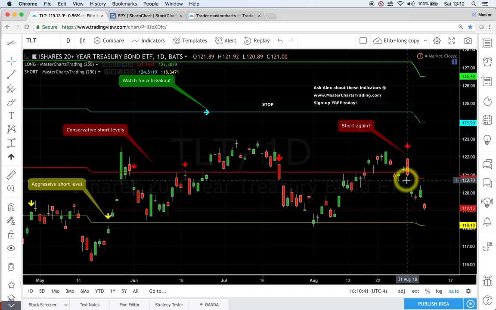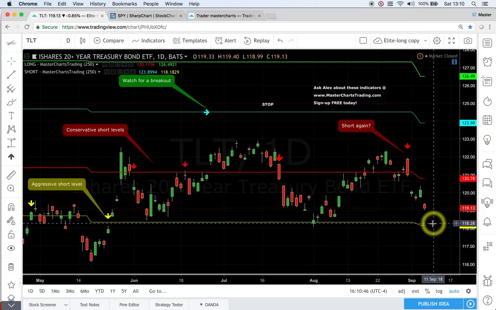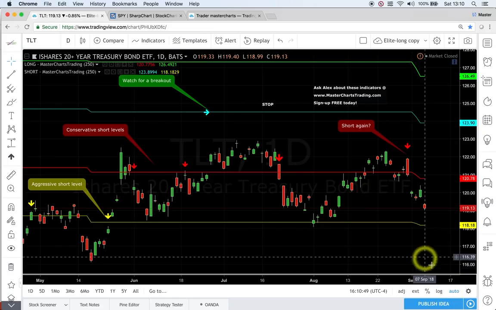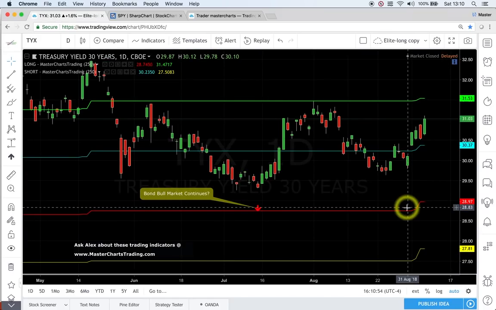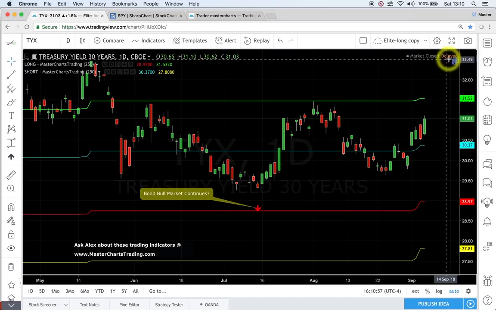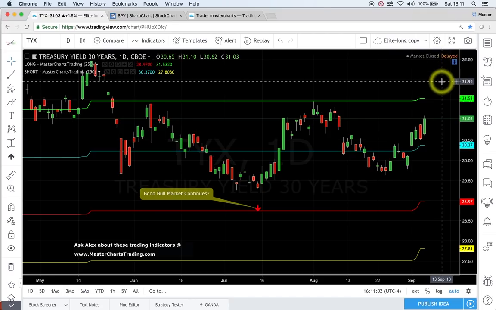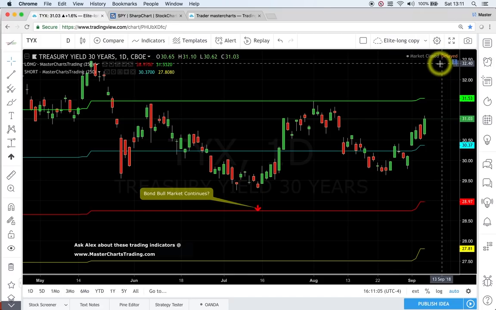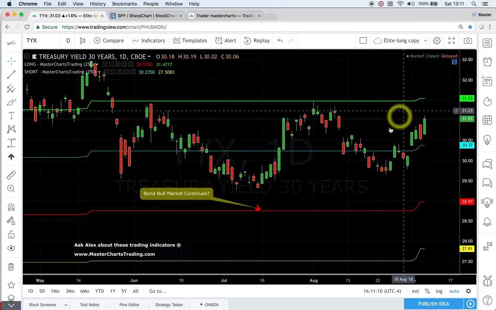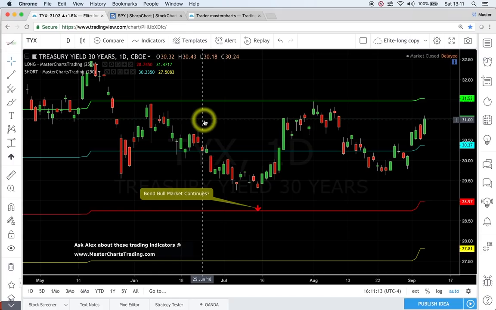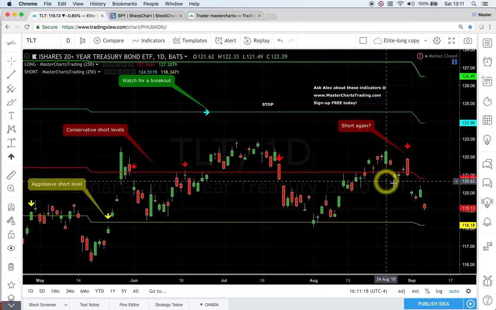So basically, we need to see if now this 118.18 holds, and if it doesn't hold, we can easily see a new low. So if we see a new low in TLT, then we will see a new 52-week high in, very likely, the 30-year yield, rising to maybe 3.25% or so. So TLT, I'm definitely avoiding it.